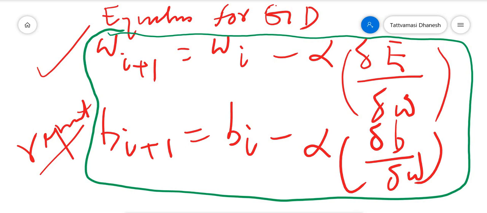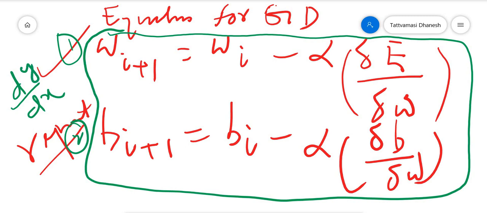That's what I have to tell you. It depends on two variables: one is the weight and the second is the bias. So we need to use the partial derivative, and that's why we are using the curly d. It stands for partial derivative. If it depends on only one variable, we use the ordinary derivative, that is dy by dx. That's the difference. Here we are using the partial derivative symbol. Okay, so you got it. That covers the equations for gradient descent.